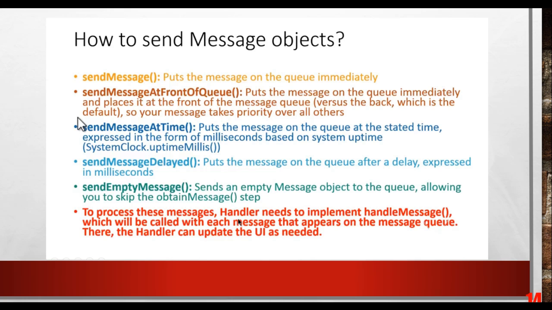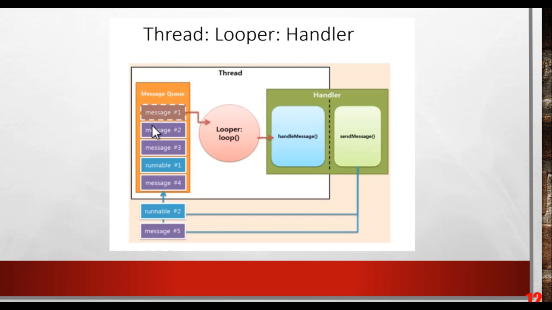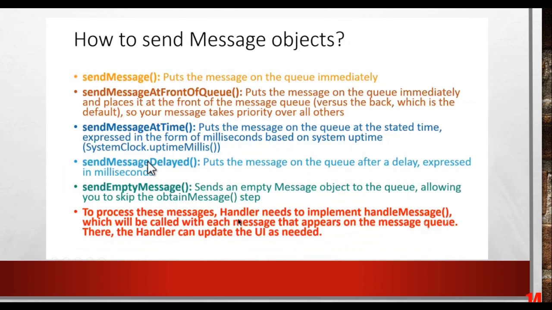You can also send message at the front of queue, as I've already told you in here, okay? At the front of queue and the middle of queue, and send message at a time, send message by delay, and sending an empty message. And for processing these messages, the handler needs to implement handleMessage, which will be called with each message that appears on the message queue. There, the handler can update the UI as needed.